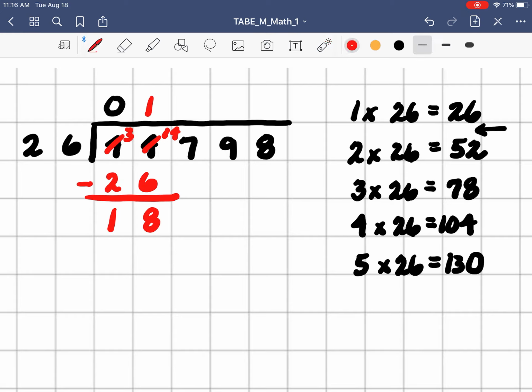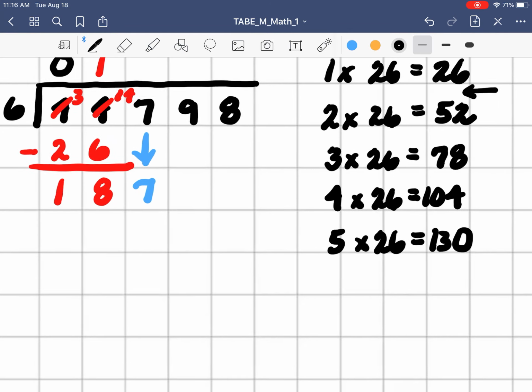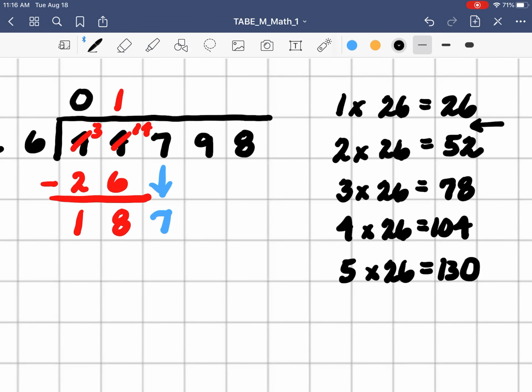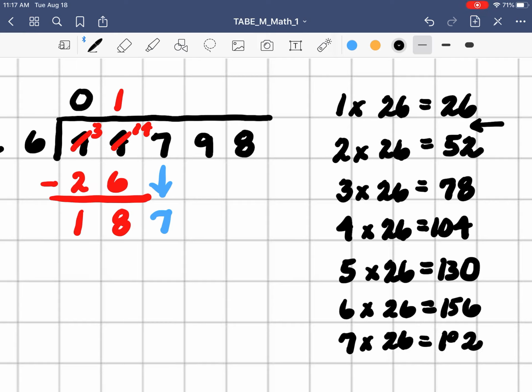So we bring down the 7. Let me get a different color so we can tell those apart. And we're looking at 26 into 187. So I didn't go far enough over here. Let's try 6 times 26. That's 156. So let's try 7 times 26. That is 182, I believe.